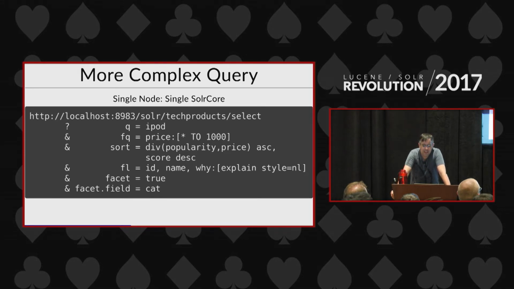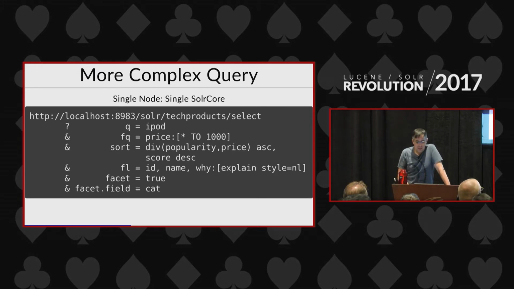All I've really done is I added a filter query on price. I made the sort more interesting. Now we're sorting by a function. I've added faceting, and I've also added what's called a doc transformer to the field list. If you see there, Y, I made a pseudo field called Y, which is going to use the explain transformer.